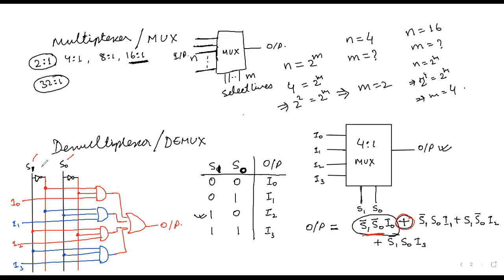Let us take some arbitrary values of S1 and S0: S1 as 0 and S0 as 1. So this is gate number 1, gate number 2, gate number 3, and gate number 4. This is gate number 5. So please tell me the value of the output of gate number 1.